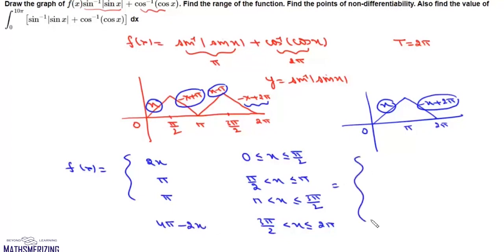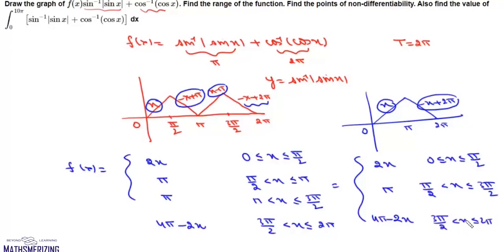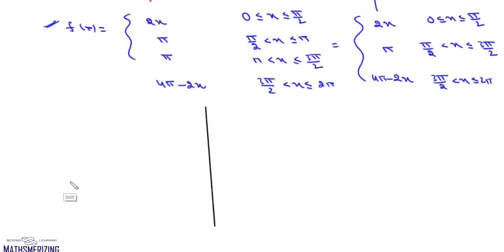So we can write this function f(x) as 2x when x lies between 0 and pi by 2. It will be pi between pi by 2 and 3 pi by 2, and then we have 4 pi minus 2x when x lies between 3 pi by 2 and 2 pi. Now we'll draw the graph of f(x). We'll draw the axis.